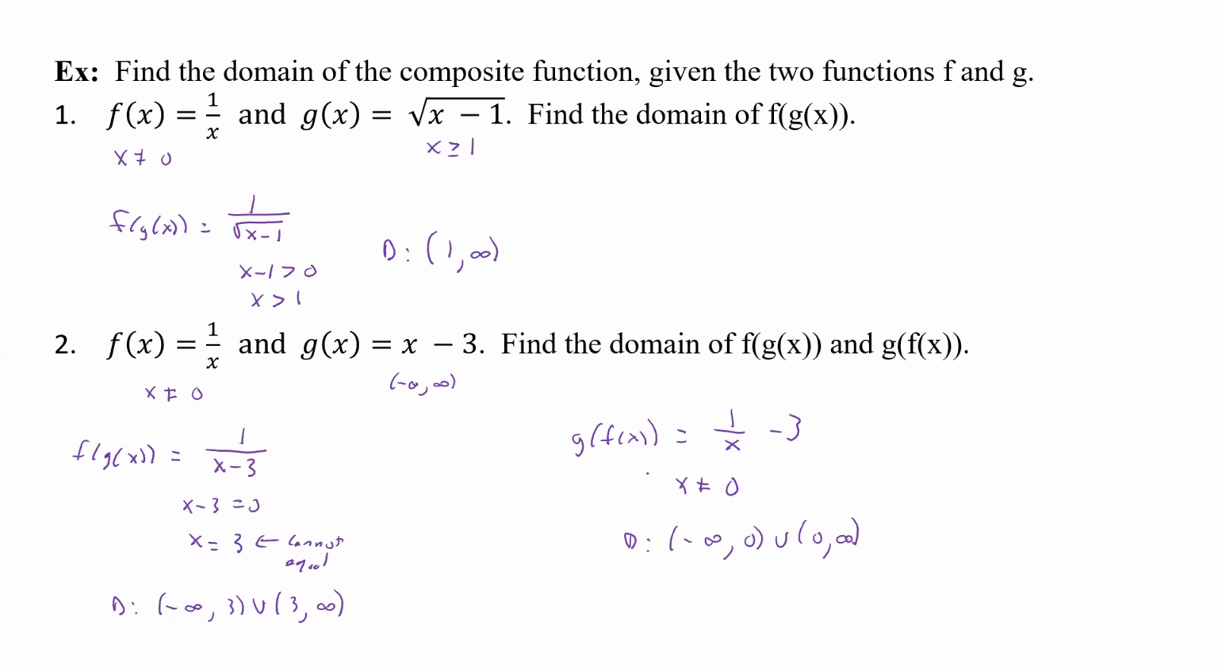Okay. And so that's how we do that one. So this is a pretty simple one where you just have the 1 over x or the 1 over x minus 3, where we have to find our domains. And so that's your two domains for the f of g of x and g of f of x.